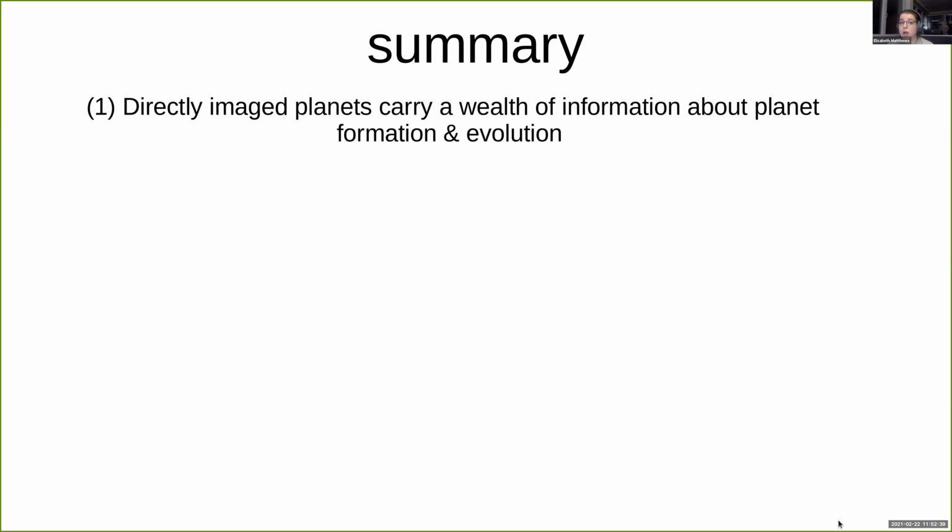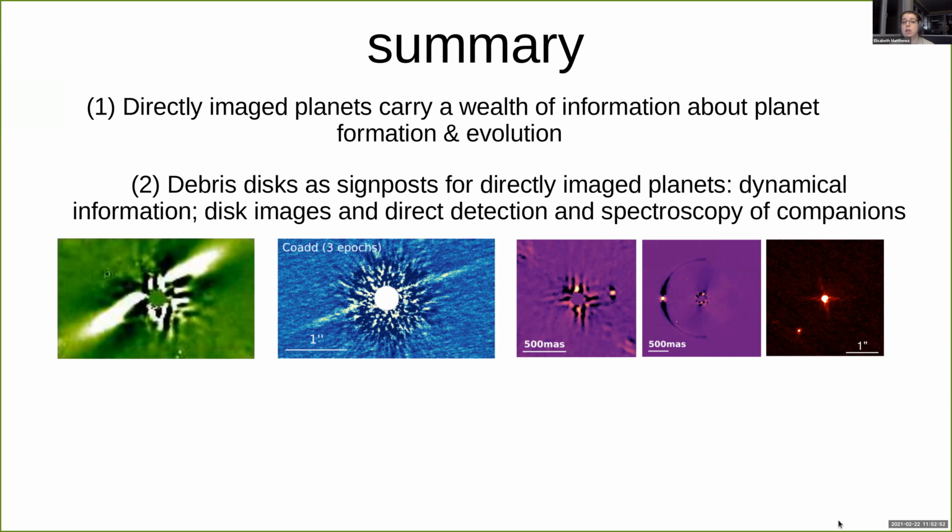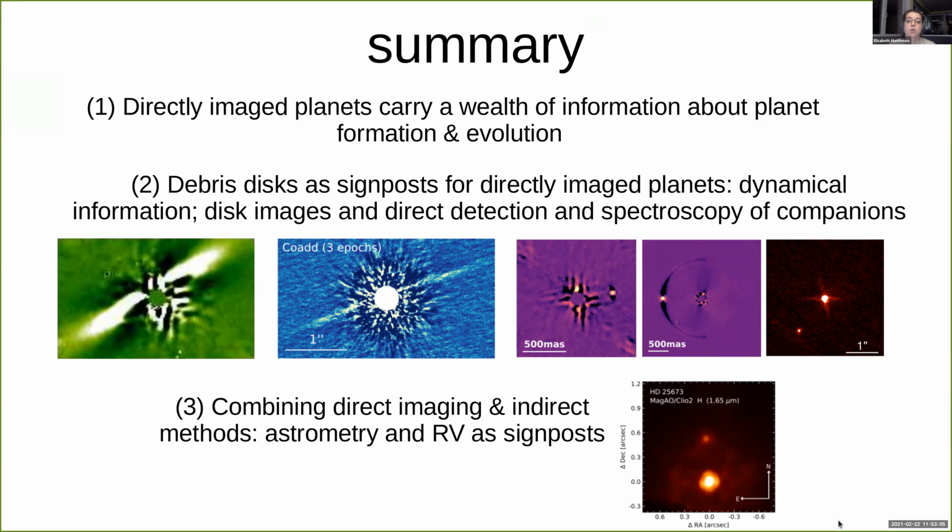But I think now I'll just summarize. Hopefully I've convinced you all that directly imaged planets are really interesting. They offer a real wealth of information about planet formation and evolution. And I've explained that we need to find more of these objects. And I've talked about some of my work using debris disks to help guide our surveys, both because of the dynamical information that they give, but also because sometimes we get these serendipitous detections of the disks themselves in scattered light. And finally, I've talked a little bit about some of my more recent work, thinking about how we can combine direct imaging with indirect dynamical methods for detecting planets. So thank you very much for listening, and I'll now take any questions.